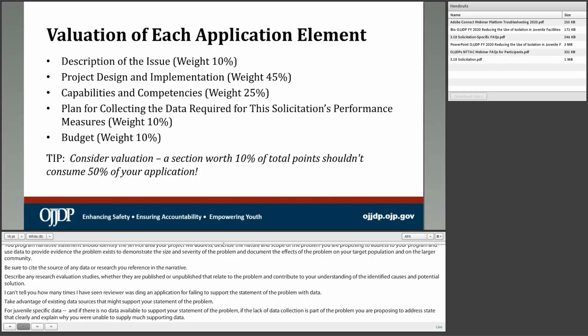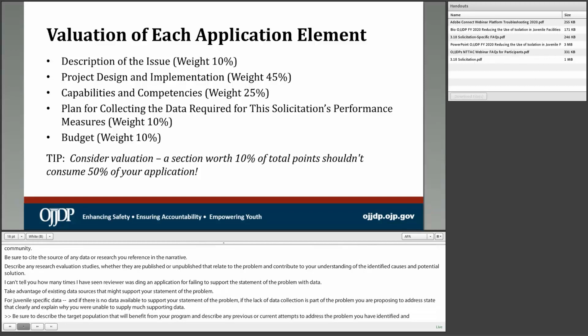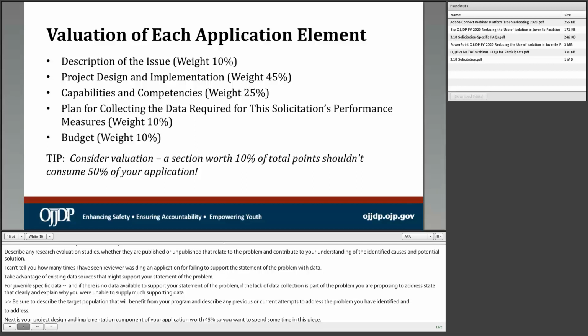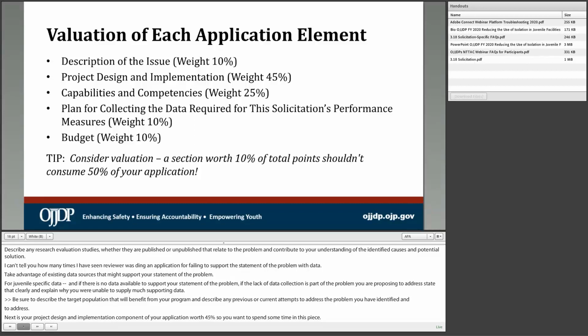Be sure to describe the target population that will benefit from your program and describe any previous or current attempts to address the problem that you've identified and aim to address. Next section is your project design and implementation component of your application. It's worth 45%, so you'll want to spend some time on this piece.